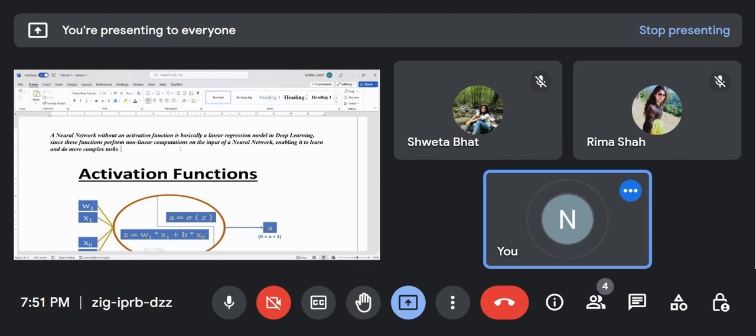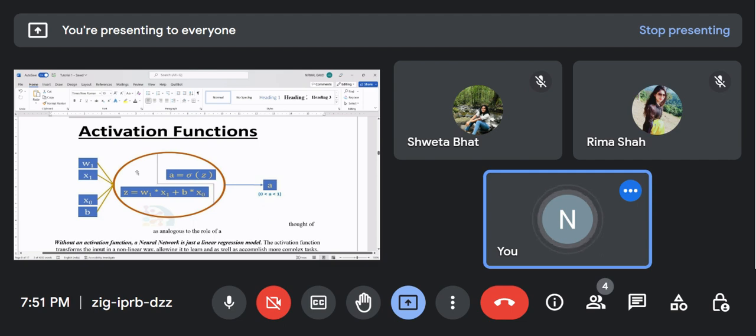As we follow in the traditional machine learning approach of linear regression, without an activation function your neural network is the same. Since the functions perform non-linear computations on the input of the neural network, we want this to handle complex tasks. If you don't have any activation functions, then it's just a simple linear regression. But if you have non-linear activation functions, this is very helpful for you to perform complex tasks. Here is the working of an activation function.